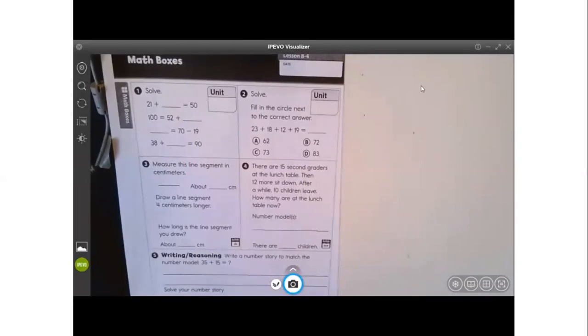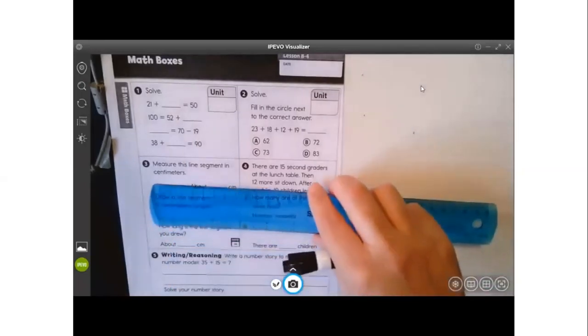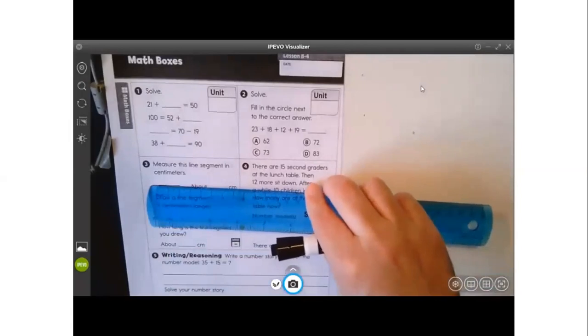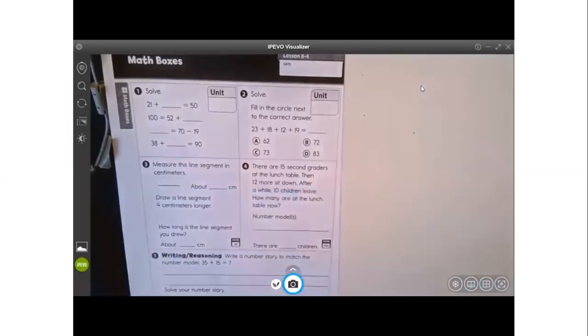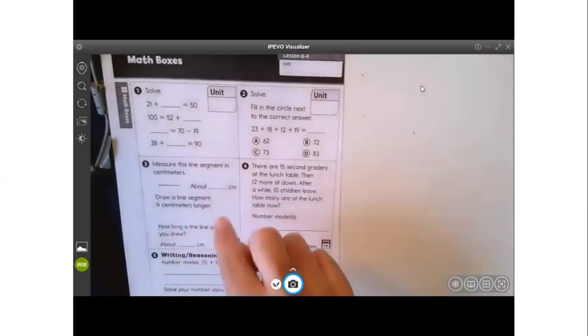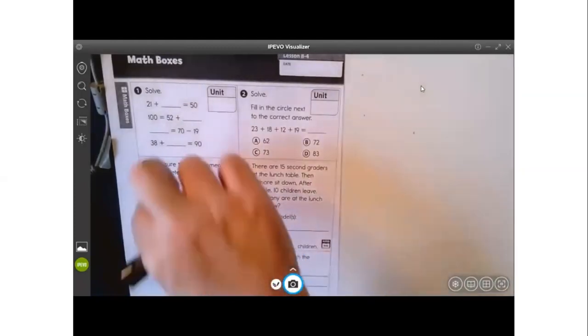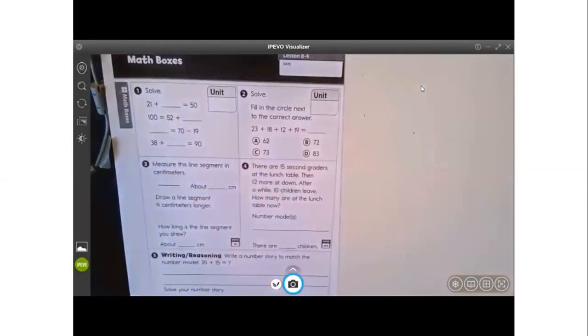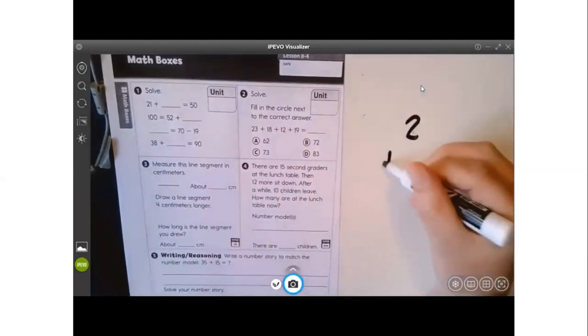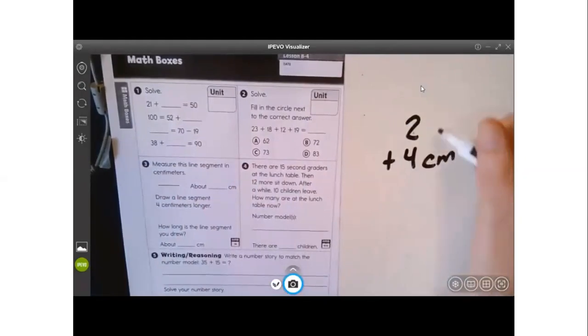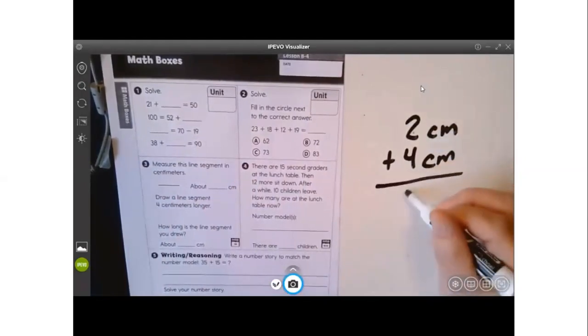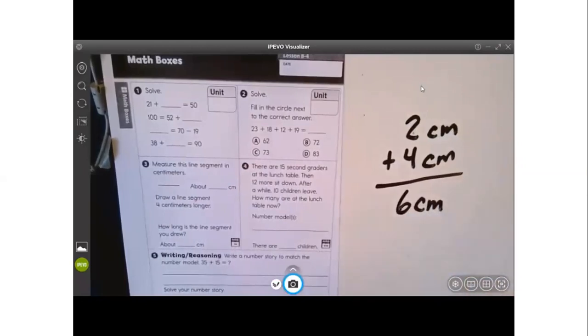Number 3, again, not everyone has a ruler at home, so we're going to give you a little bit of help. It says that we are going to do a measurement about how many centimeters long that line is. That line looks to be about 2 centimeters long, so you want to fill that in there. Now, draw a line segment that's 4 centimeters longer. So you'll have 2 more of those added on because 2 plus 2 is 4. And so how long is that line segment? So you had one that was 2, and your new one is 4 centimeters longer. So that new one should be about 6 centimeters long.